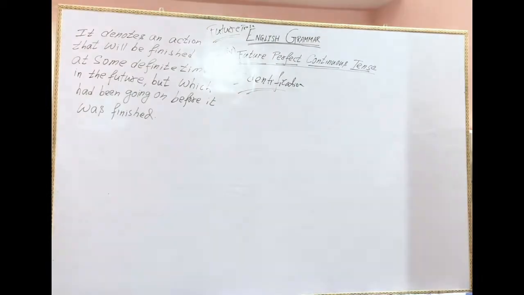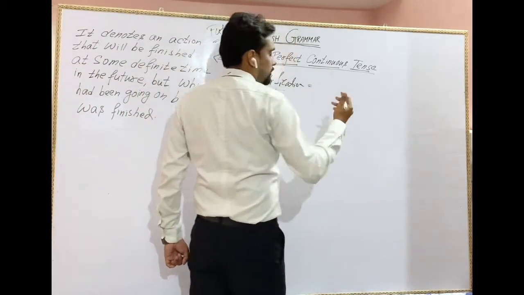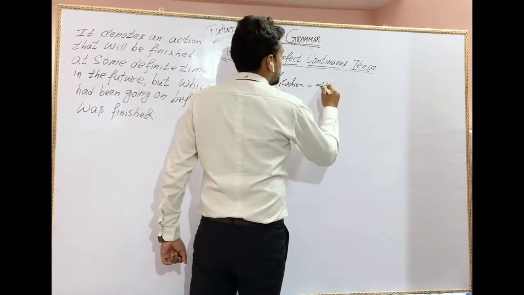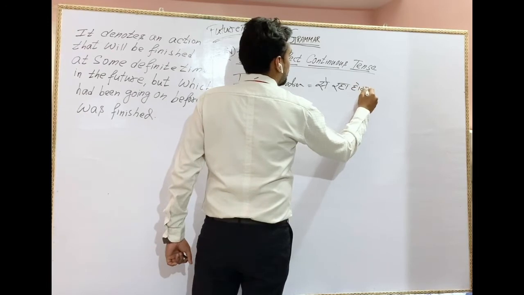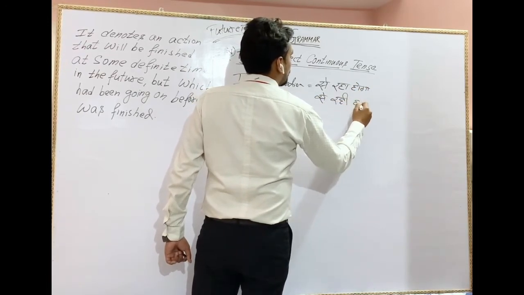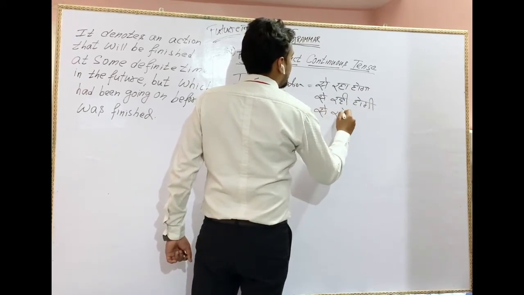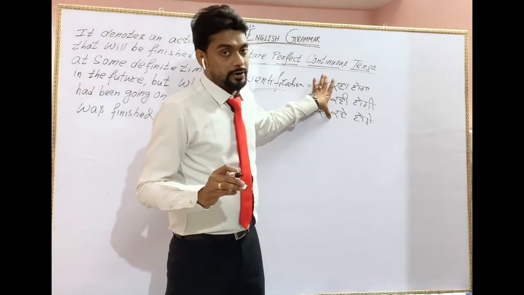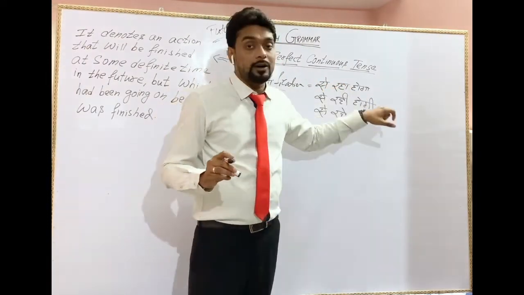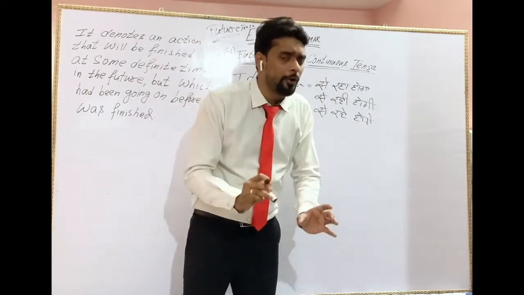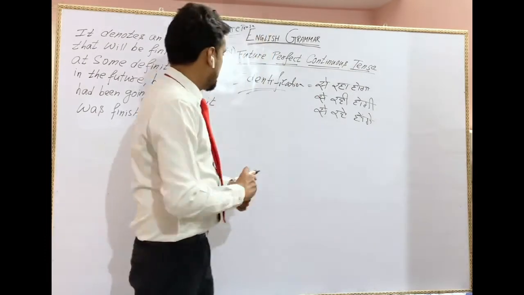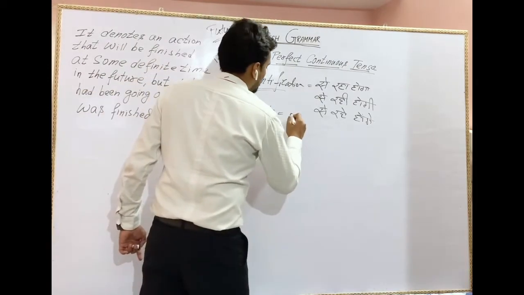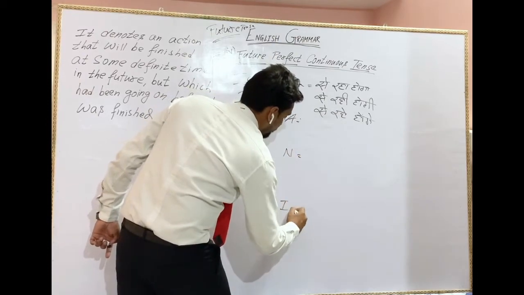Identification of future perfect continuous tense. If you are thinking of a sentence in which these words come, then you will know that it is of future perfect continuous tense, and those words are से रहा होगा, से रही होगी, से रहे होंगे. Be careful. Since is very, very important, otherwise tenses will be changed. It means there is a necessity of since and for in perfect continuous tense. So let's see the formula. Formula for affirmative, formula for negative, and formula for interrogative.